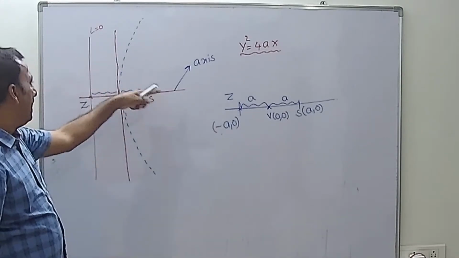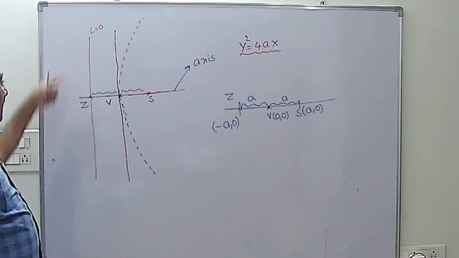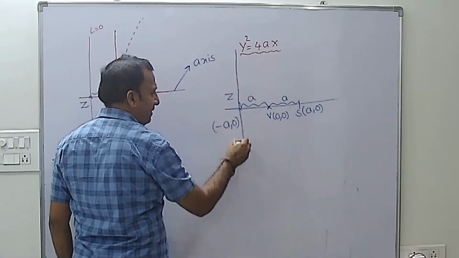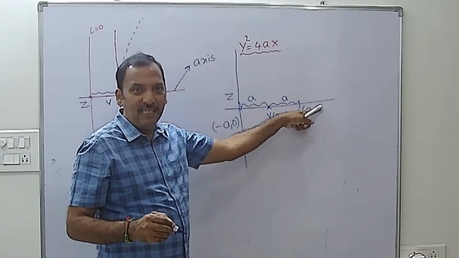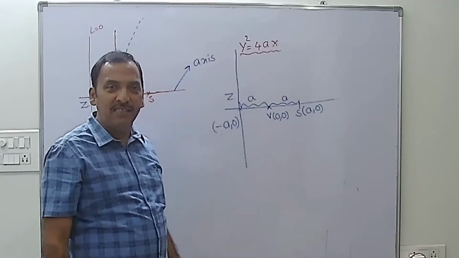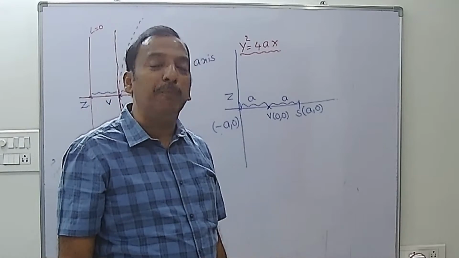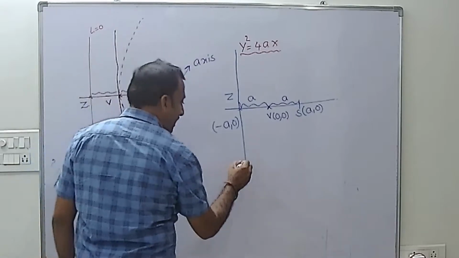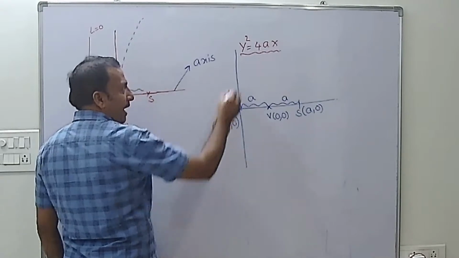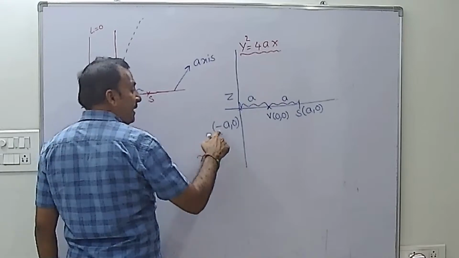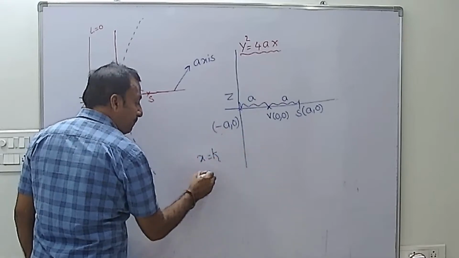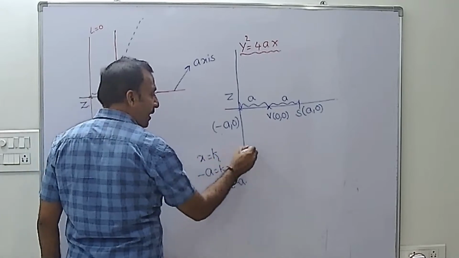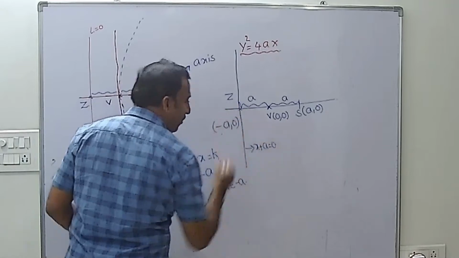We know that axis and directrix are perpendicular, and the directrix passes through Z. This one is the directrix. Since the axis is the x-axis, the directrix is perpendicular to the x-axis. What is the equation of a line perpendicular to the x-axis? Perpendicular to the x-axis means parallel to the y-axis, so its equation is x equal to a constant. It is passing through (-a, 0), so substituting, k is equal to minus a. Therefore, the equation of the line is x is equal to minus a, or x plus a is equal to 0.